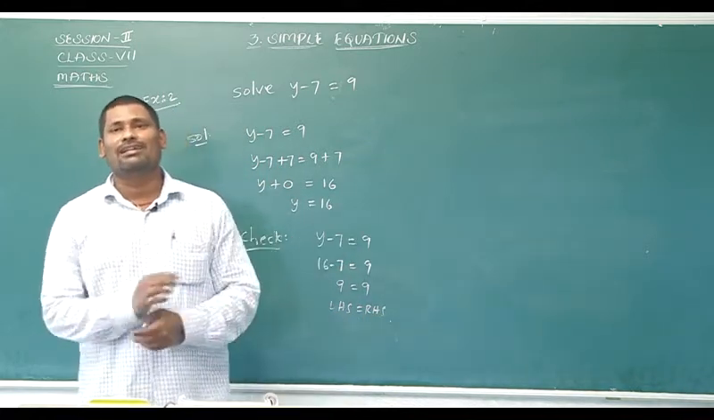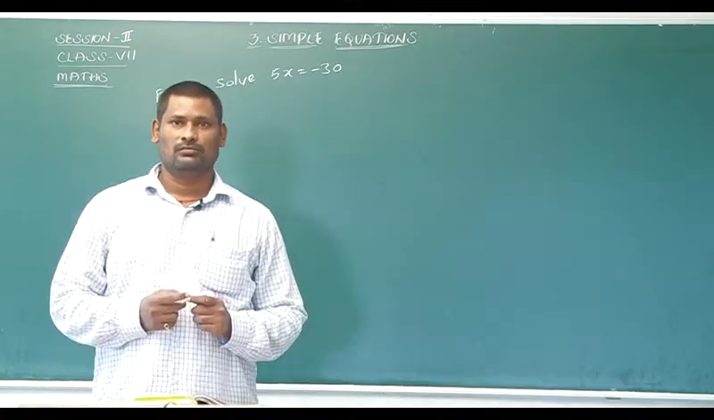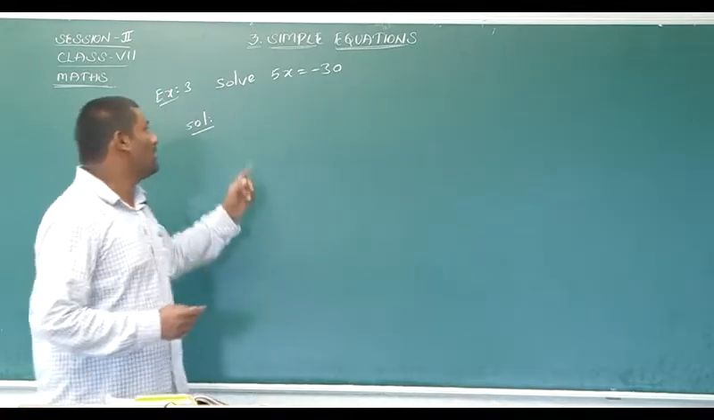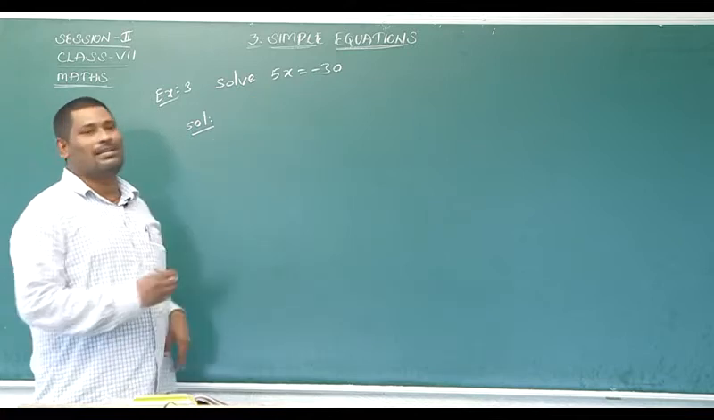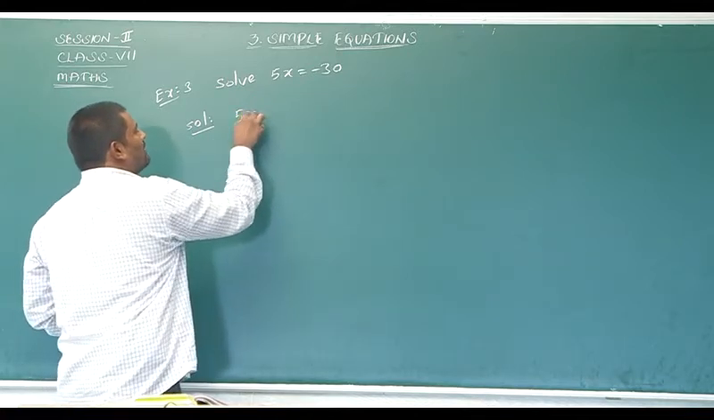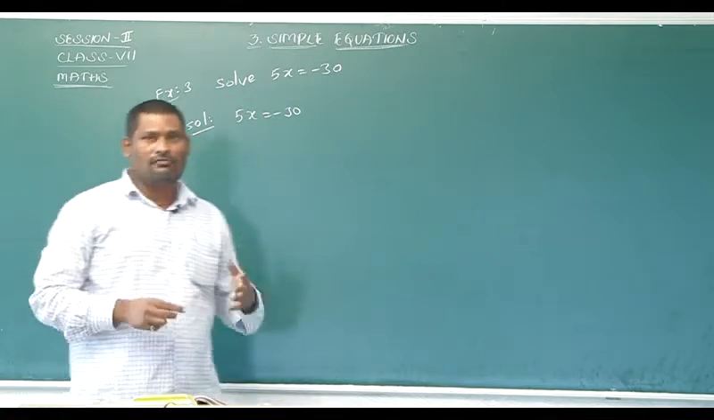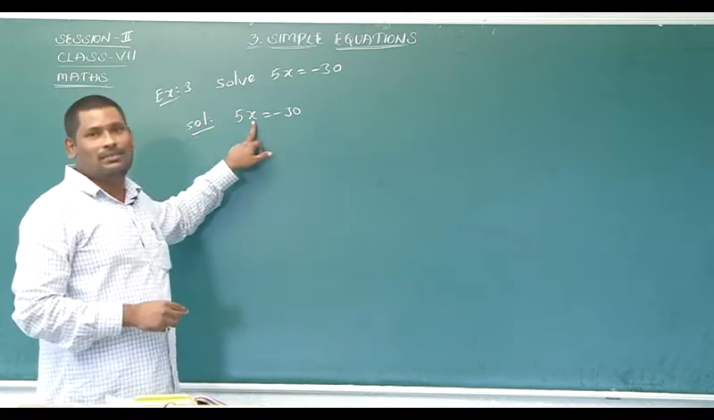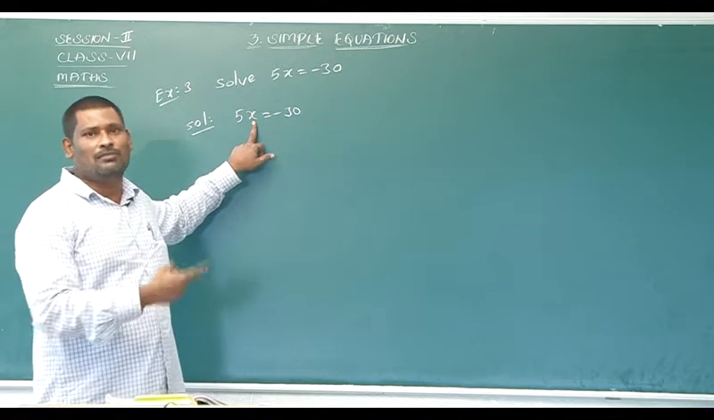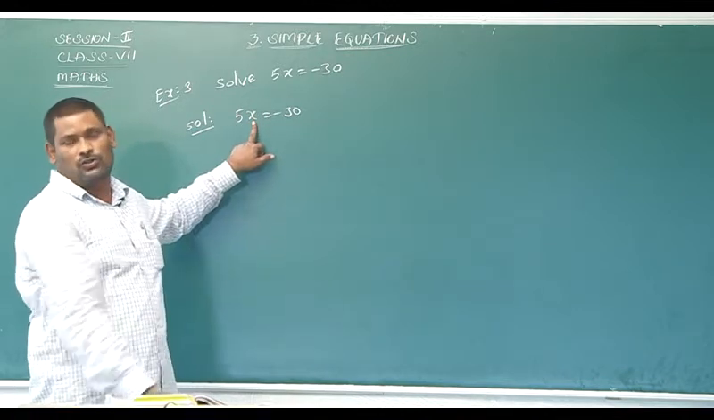Like this we can find. Let us see the next problem. Let us see one more problem here. Solve 5x equal to minus 30. So 5x equal to minus 30. Here we want to find the variable value x, which means we keep x only on the left hand side, and the remaining terms we can transpose to the right hand side.